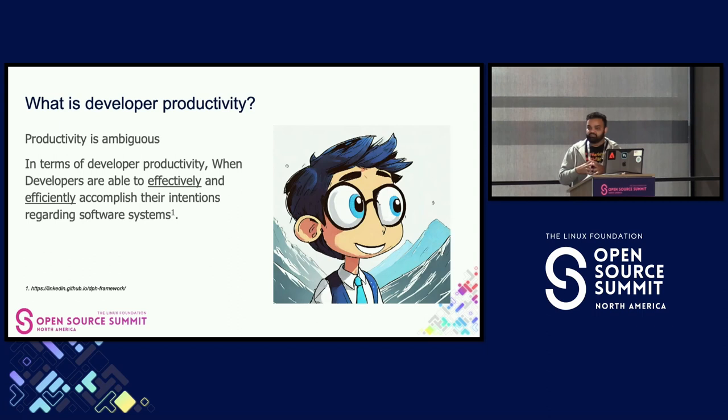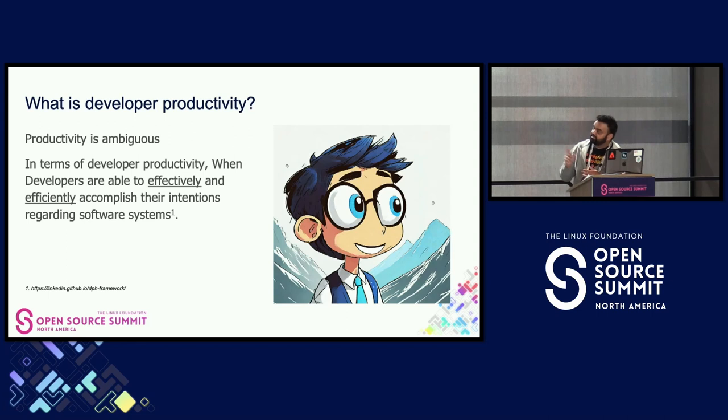So that is why, when we try to measure productivity, productivity is ambiguous, because there is a lot of confusion around how you measure someone who is productive. In order to measure productivity, there are different mechanisms, but we have to settle on a definition. So I am quoting a definition from LinkedIn's Developer Productivity and Happiness Framework, which was open source. In terms of developer productivity, they mentioned when developers are able to effectively and efficiently accomplish their intentions regarding software systems.